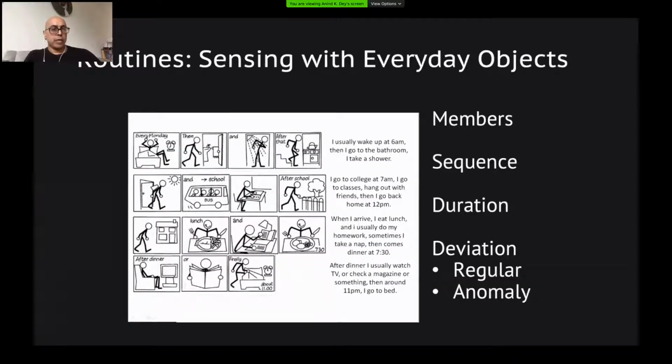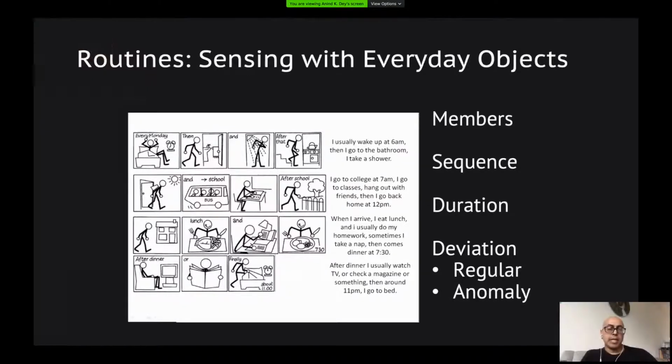And so when I talk about routines, what am I talking about? I'm really talking about, you can look at this comic on the screen, the set of things that we do over a period of time. So in this case, it's over the course of a day. Someone gets up, they go to the bathroom, they take a shower, they go downstairs, have some breakfast, and then carry on through the rest of their day. And so routines have activities that we perform, members. They occur in a particular sequence, but that sequence can be out of order.